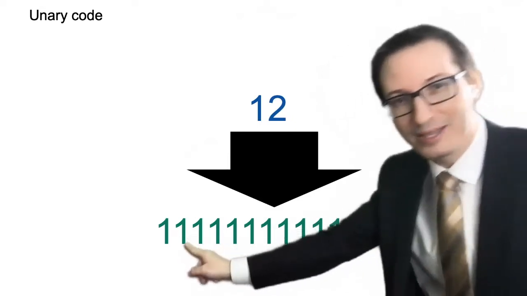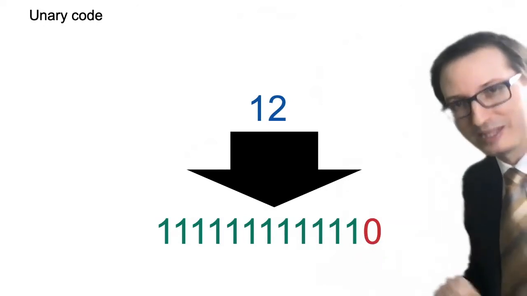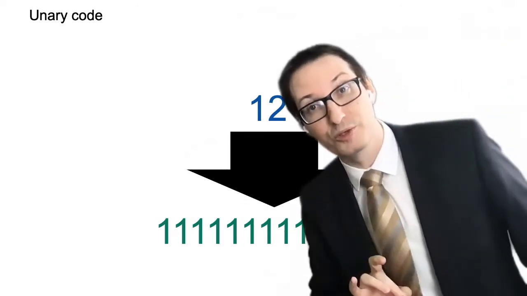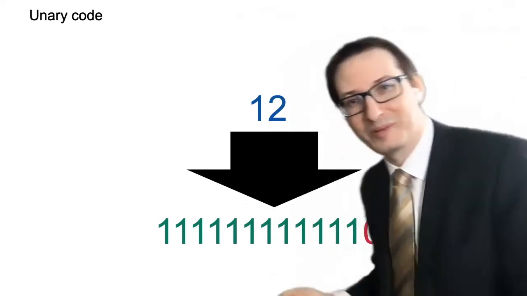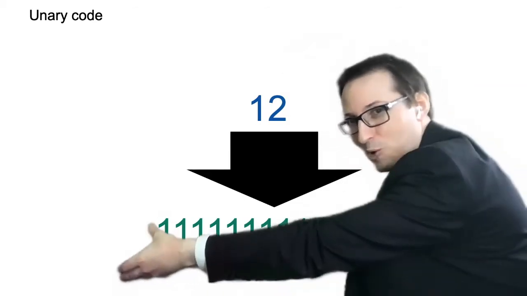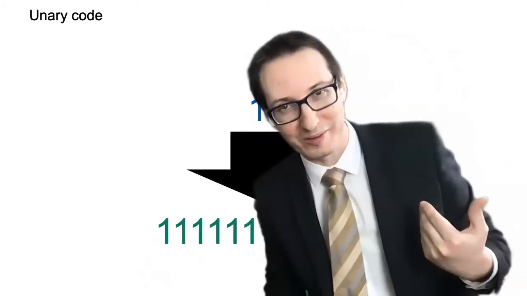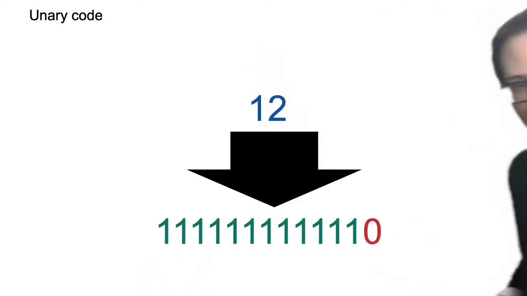In order to encode the number 12, I encode 12 times the bit 1, 1, 1, 1, 1, 1, 1, 1, 1, 1, 1, 1, and then I put a 0. This is called the unary code. Why thermometer? Because it's basically literally a thermometer. It's as long, in number of bits, as the integer that you are encoding, so this is how you remember it, as a thermometer.